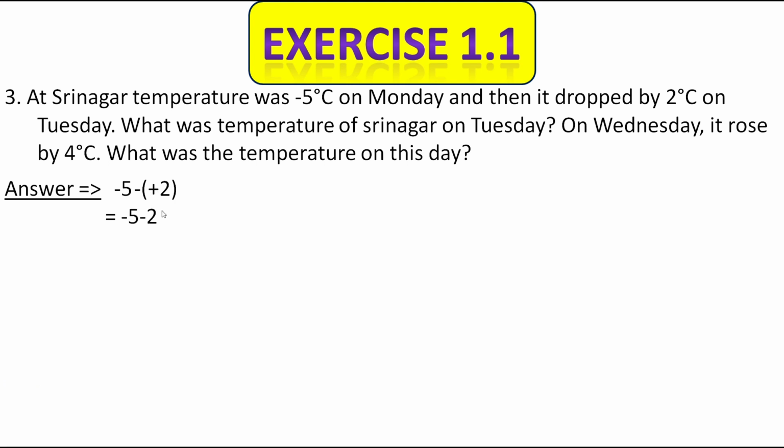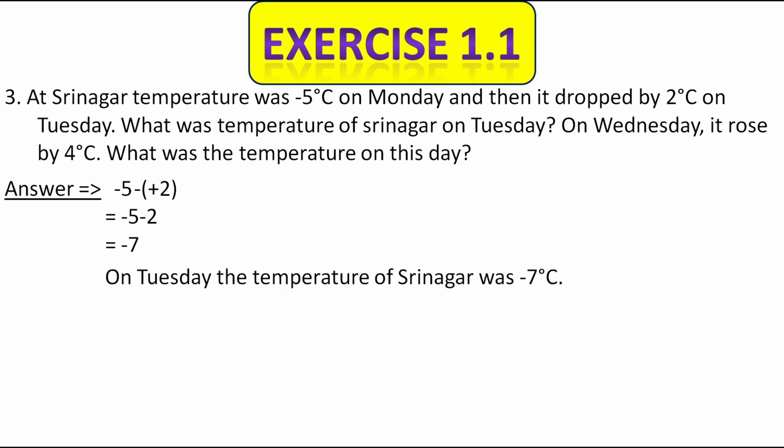Now here both of them have the same sign, so we have to add them. 5 plus 2 gives you the answer as 7. So the final answer here will be minus 7 degrees centigrade. Therefore, the temperature on Tuesday of Srinagar was minus 7 degrees centigrade. Now next question: on Wednesday, it rose by 4 degrees centigrade. Rose means here we have to add.